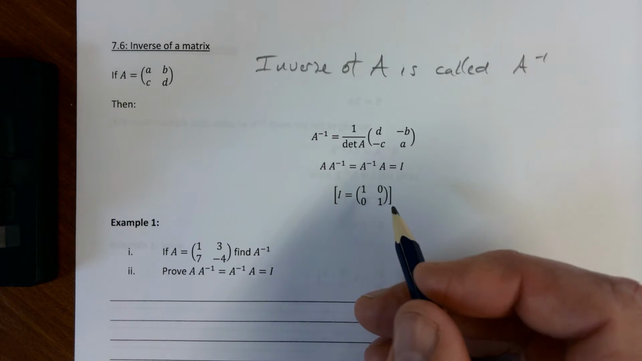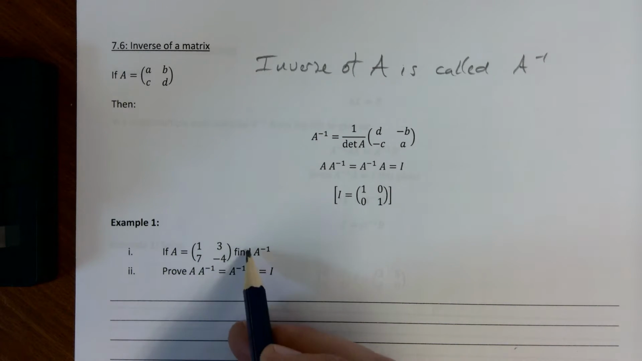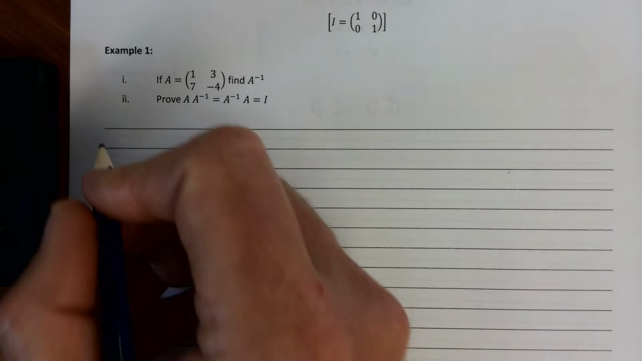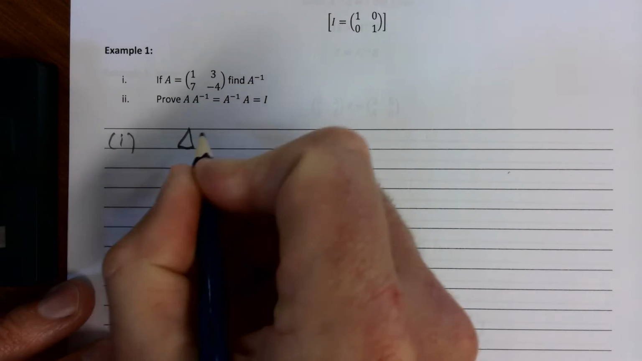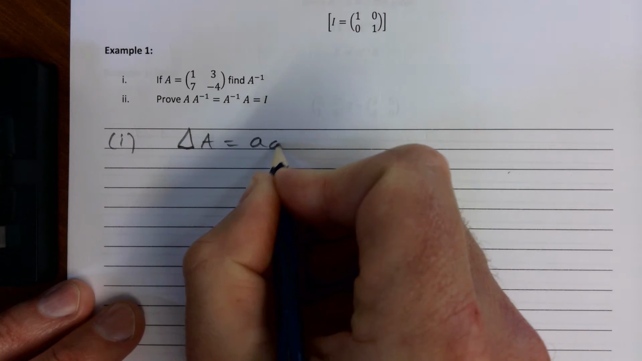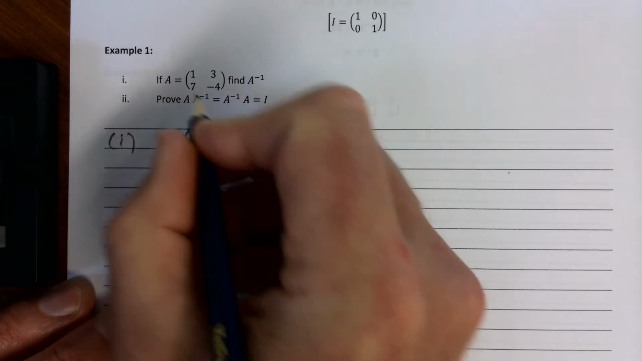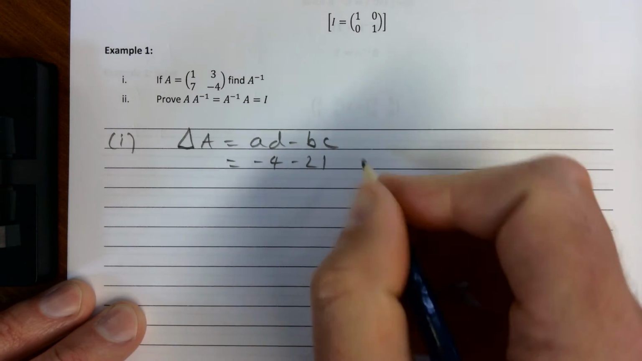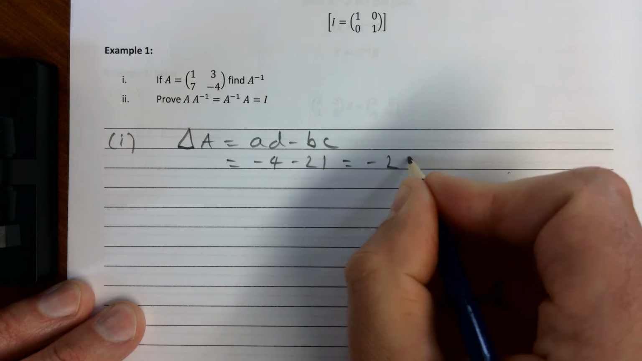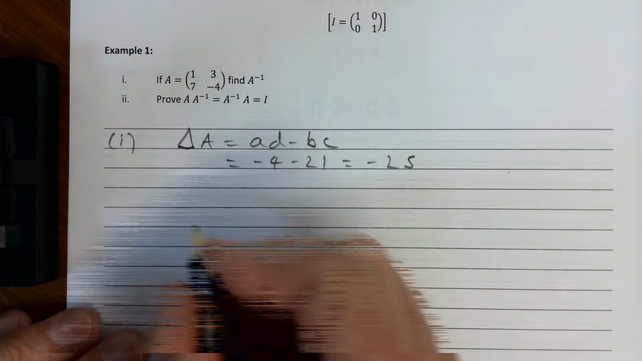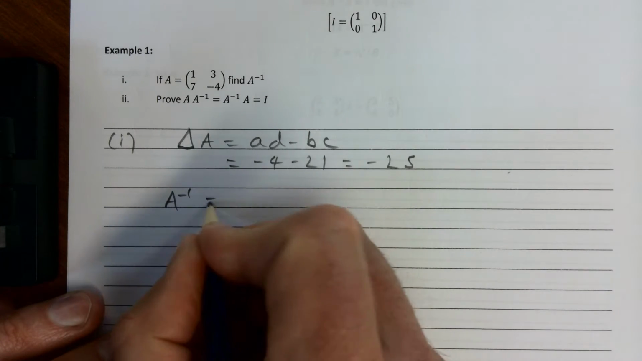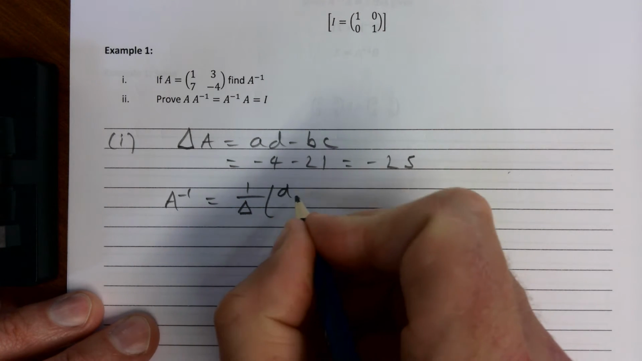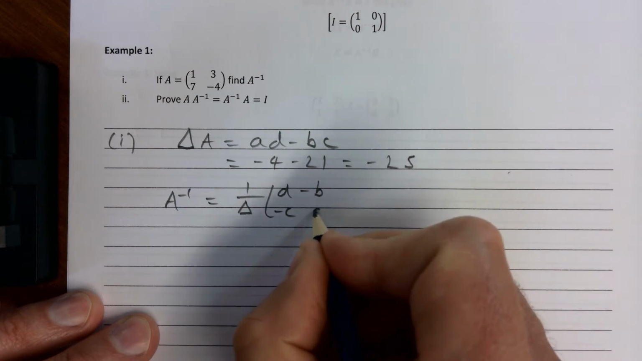So it's much more straightforward if you actually look at an example. If A is (1, 3, 7, minus 4), find A to the minus 1. First of all, we need to find our determinant. The determinant of A is of course AD minus BC: minus 4 minus 21, and that gives us minus 25. The inverse of A is then 1 over the determinant times (D, minus B, minus C, A).